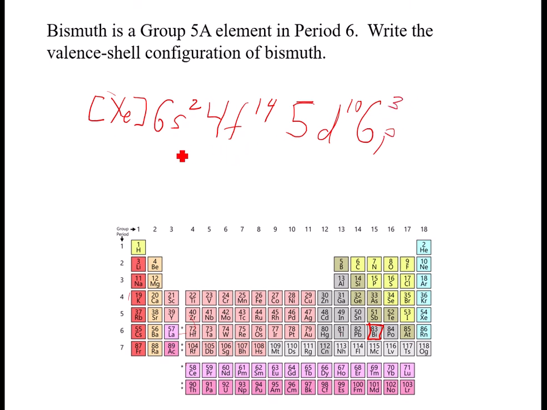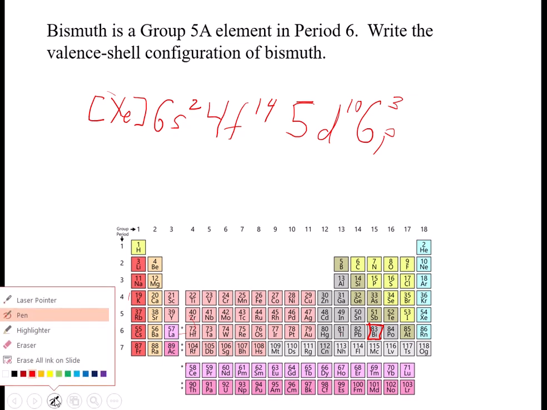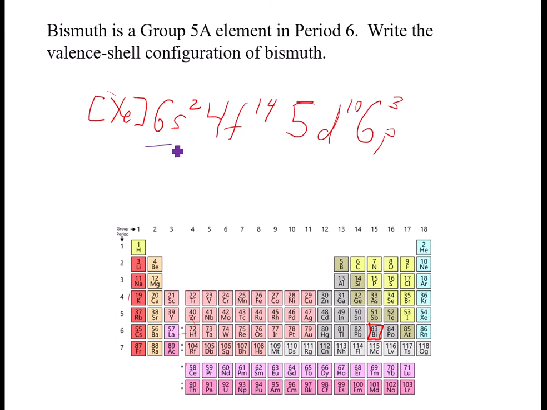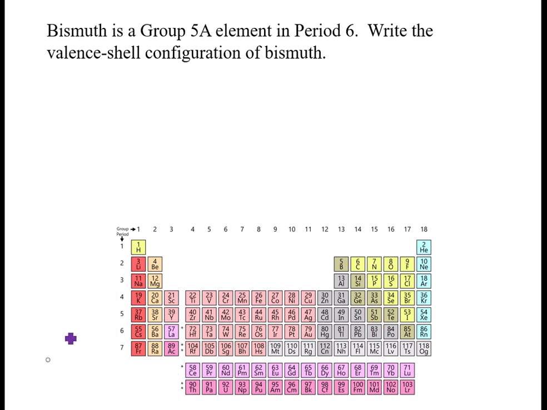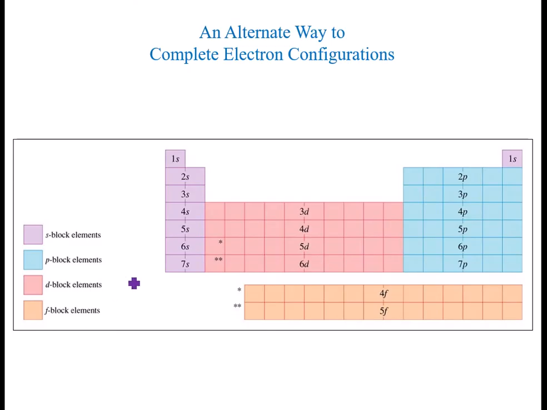So the valence electrons of this configuration are the 6s2 and the 6p3. So there are 5 valence electrons for bismuth. We're not even going to count the 4f14 there. Okay. And that's the end of this video.